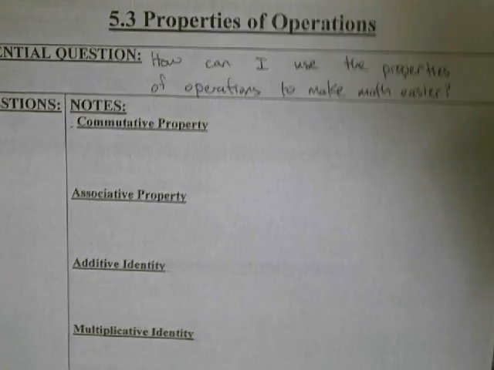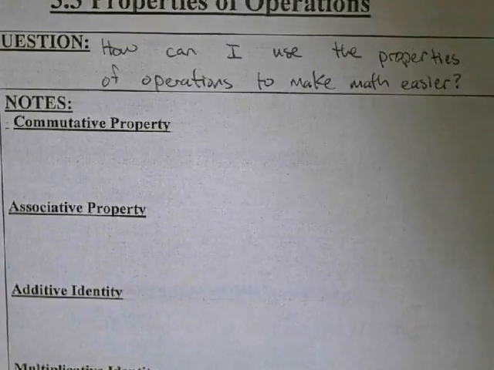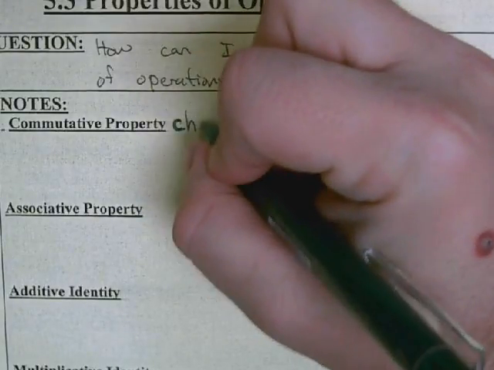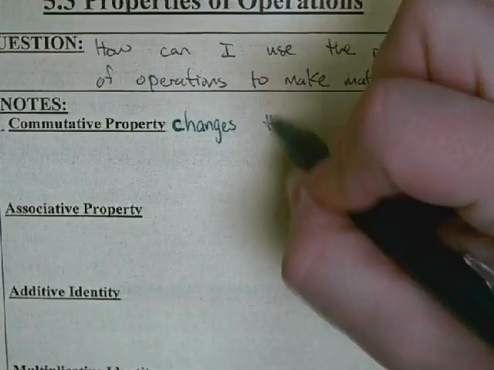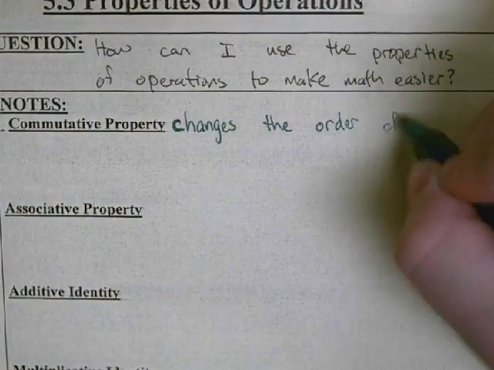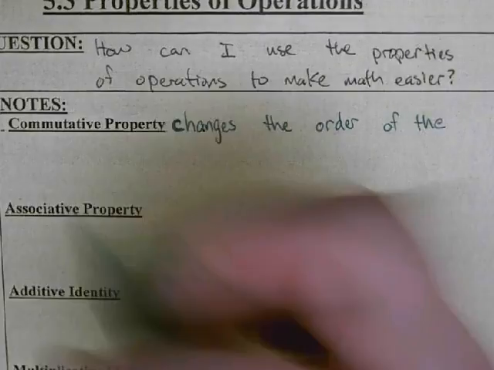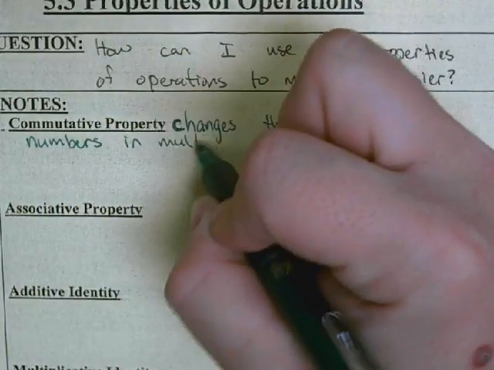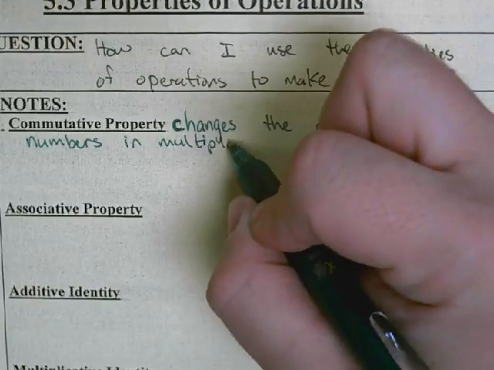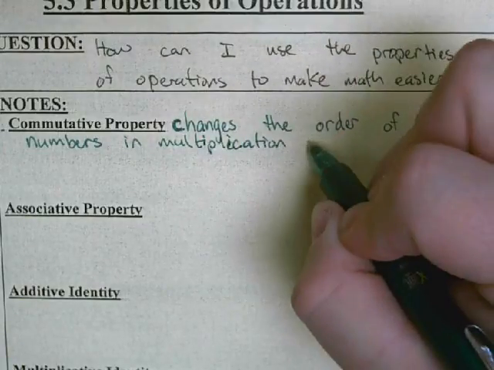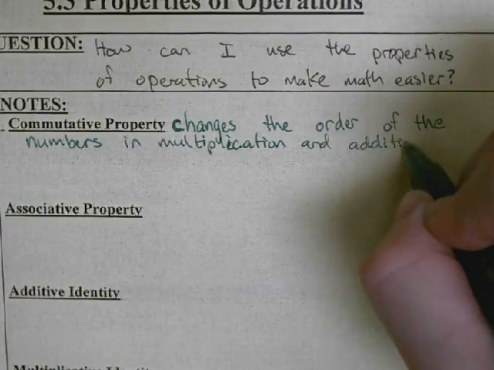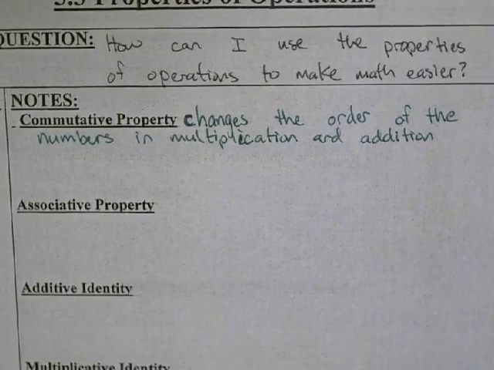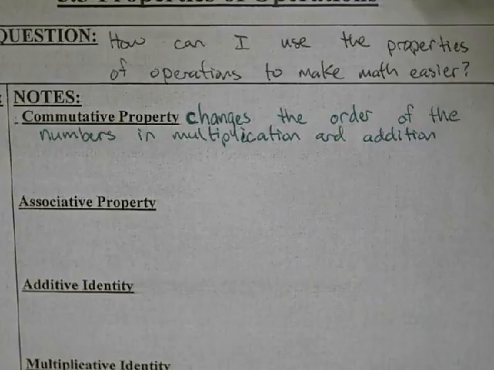Commutative property changes the order of the numbers in multiplication and addition. Changes the order of the numbers in multiplication and addition.